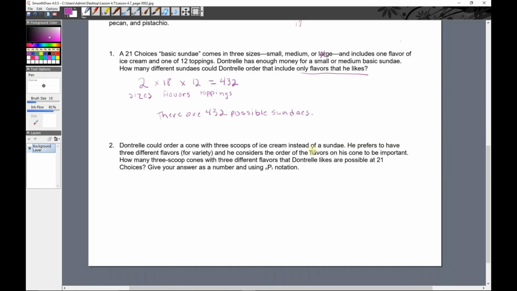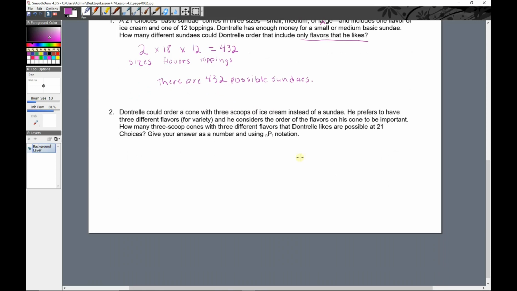So for number 2, Dontrell could order a cone with 3 scoops of ice cream instead of a sundae. He prefers to have 3 different flavors for variety, and he considers the order of the flavors on his cone to be important. All right, so this has to be orders. This is going to be permutations. Okay. How many 3-scoop cones with 3 different flavors that Dontrell likes are possible at 21 Choices? Okay, and give your answer as a number and in nPr notation. This is the same as nPk notation.